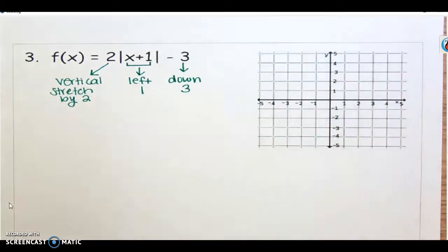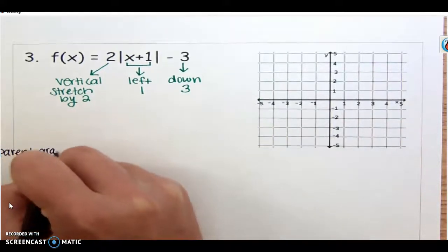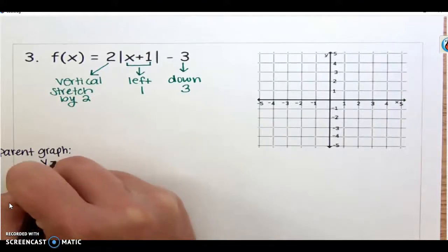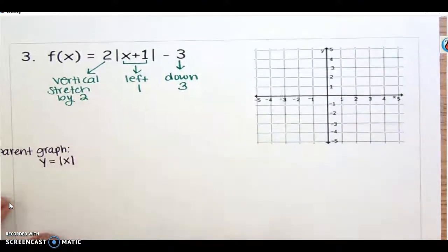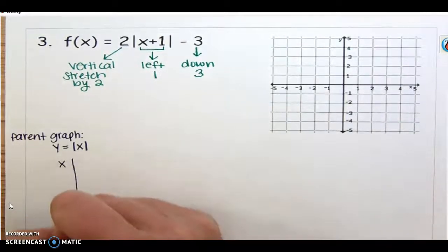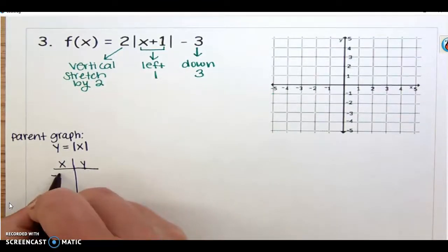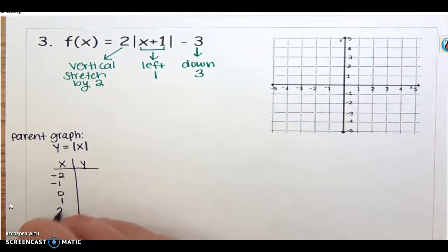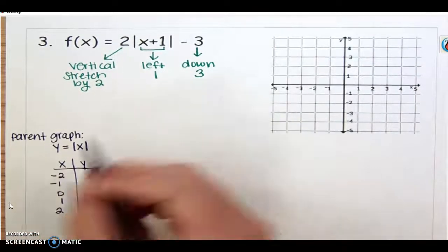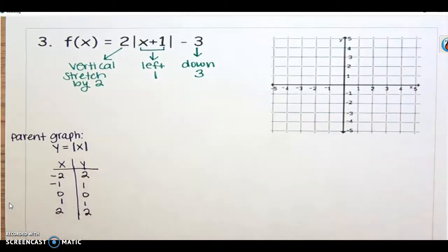Okay. So we're going to start out with our parent graph. And this time our parent graph is y equals the absolute value of x. Okay, so we're going to make our chart. I'm still going to use the same x values, -2, -1, 0, 1, and 2. So remember, absolute value just means the positive of it. So absolute value of -2 will be +2, +1, and then these will just stay the same.